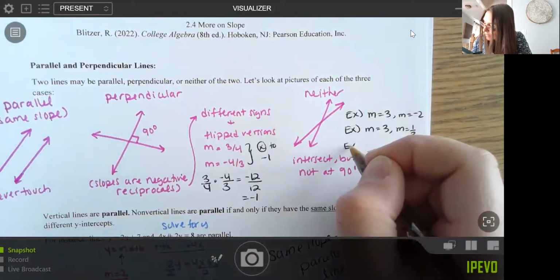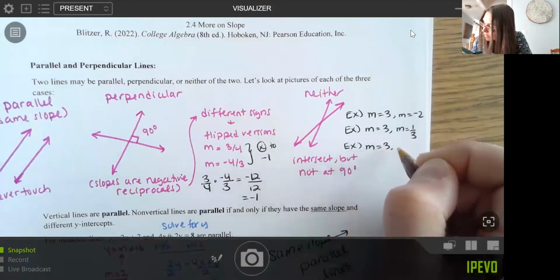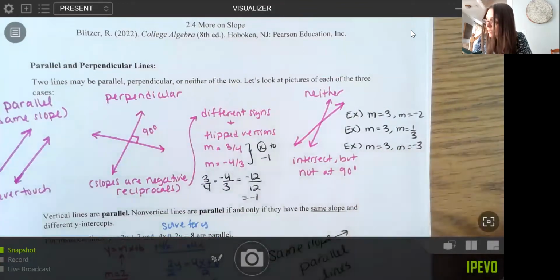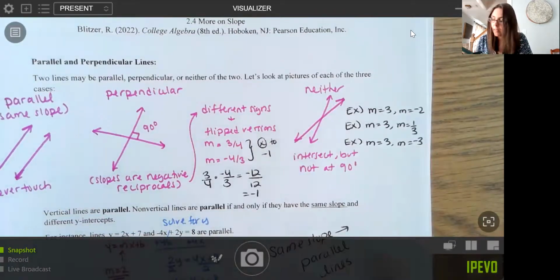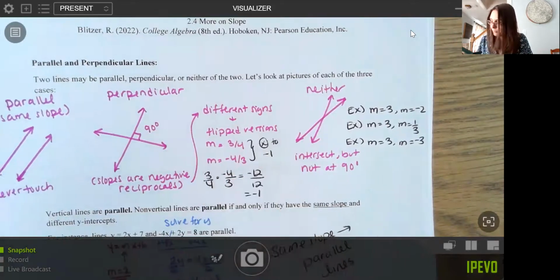Or same thing here. Let's say my first slope was 3 and my second slope is -3. Again, I know the sign changed, but because I don't have that flipping, it's not perpendicular. So a neither is really any other combination of slopes that don't match one of the first two.